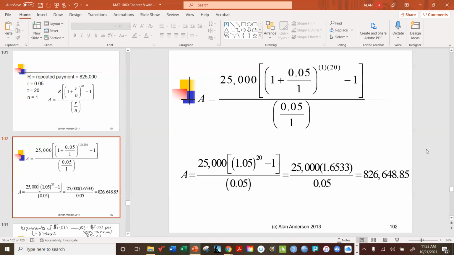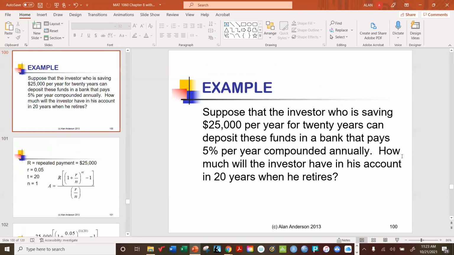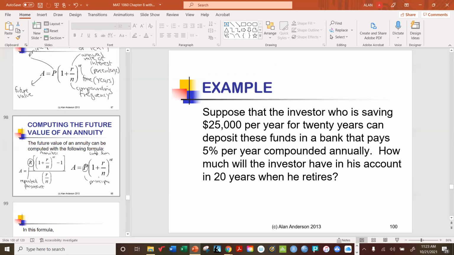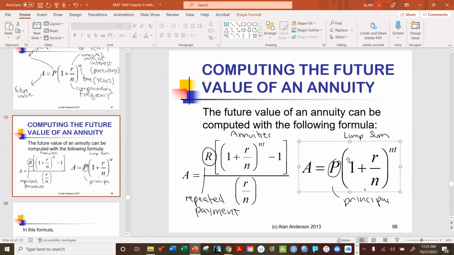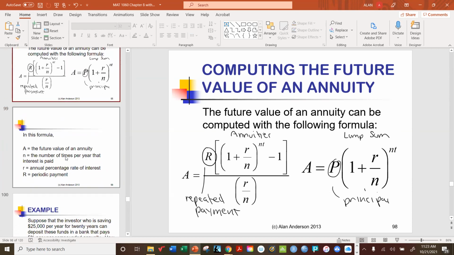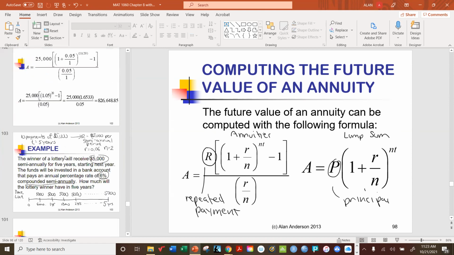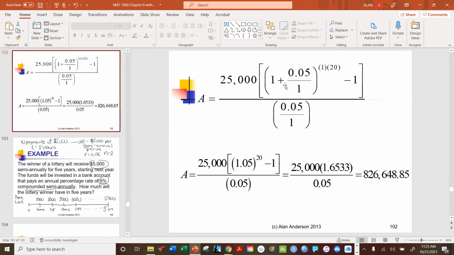And the key detail here again is that the $25,000 payment is being made every year, not just once. If it was just once, then we would be back to this formula. But because it's every year, in this case, we're going to have to use this formula. And of course, that makes things a lot more complicated, but it's useful to have this formula.